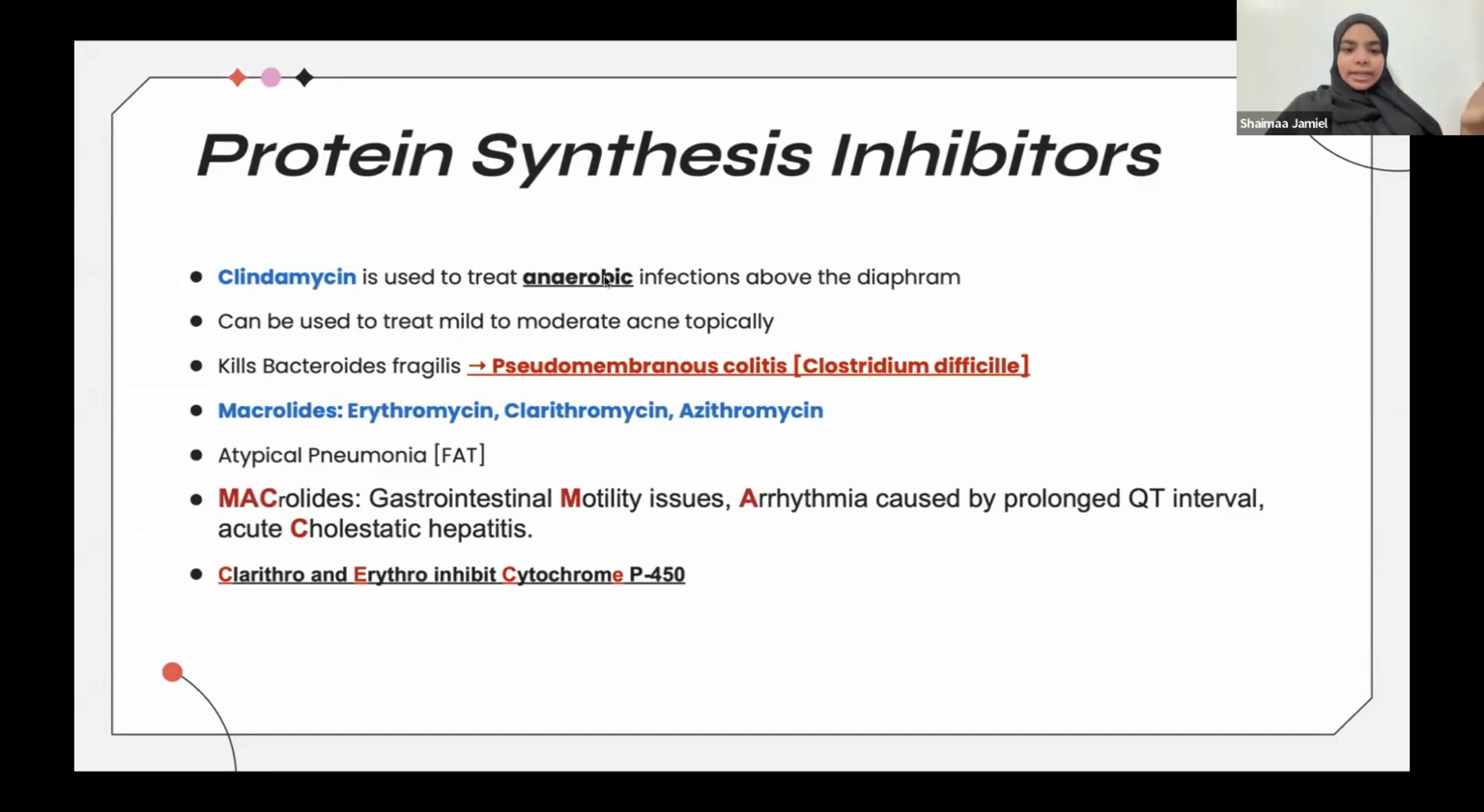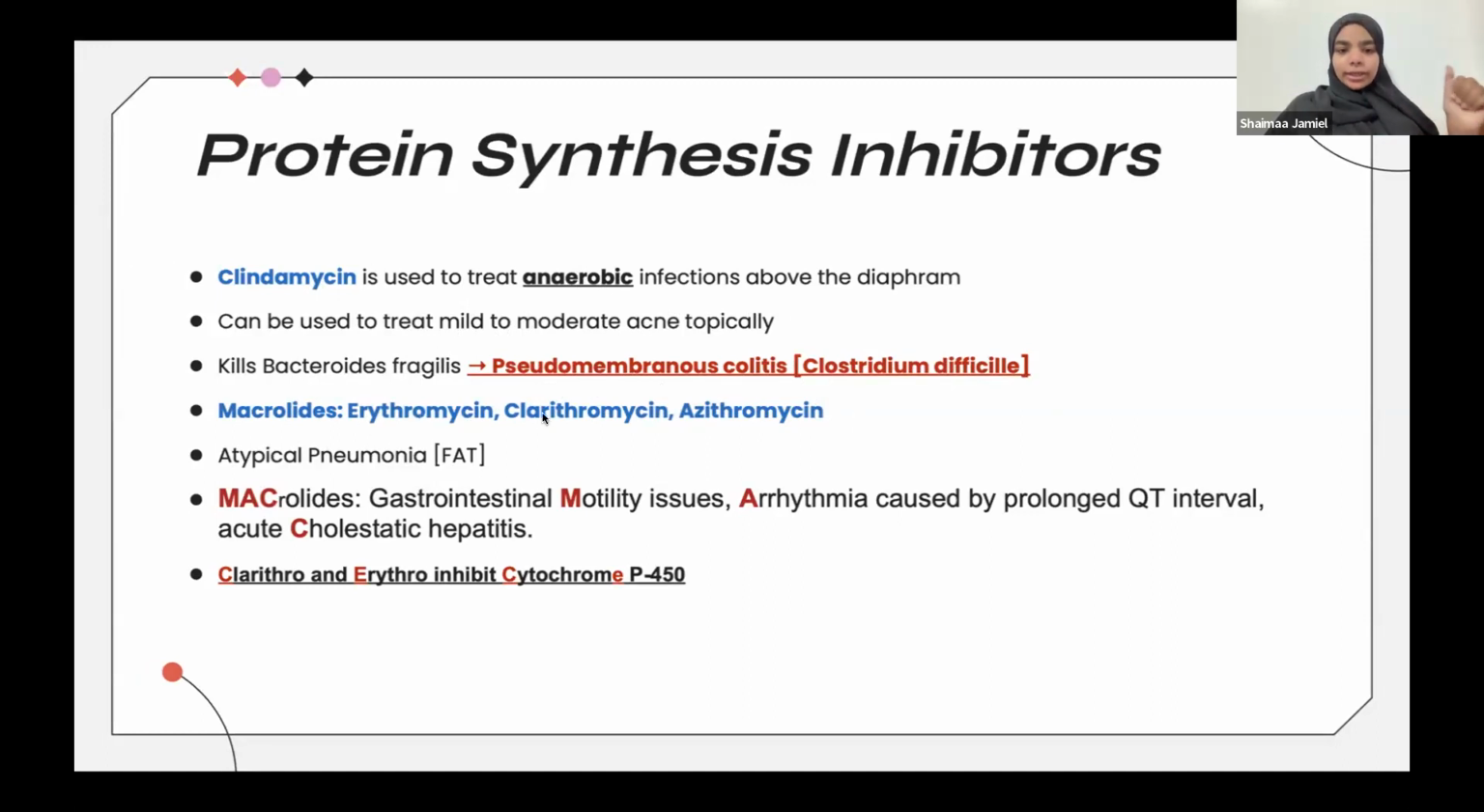And since it kills anaerobes, Bacteroides fragilis, which is one of our gut bacteria that are anaerobes, if it kills them, there's no longer competition, and what can come in? Clostridium difficile, and therefore you're going to get pseudomembranous colitis. So a very, very important side effect of clindamycin, again, one of the drugs which I think they're going to ask you about the side effect, is clindamycin causing Clostridium difficile pseudomembranous colitis.